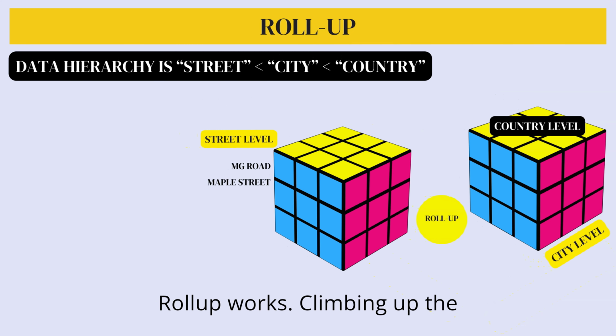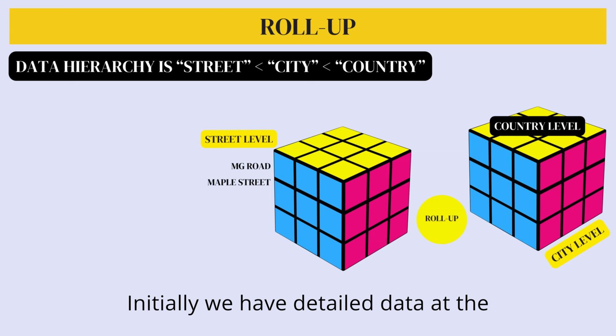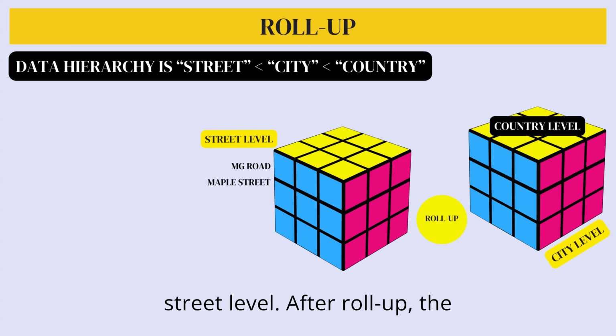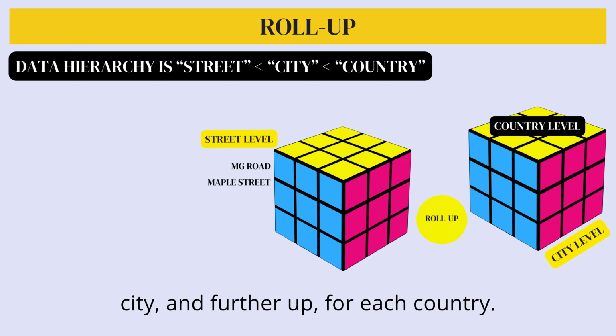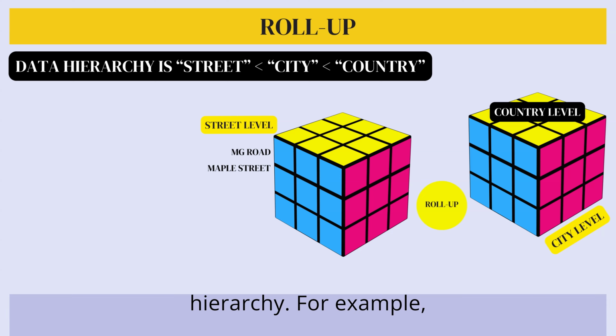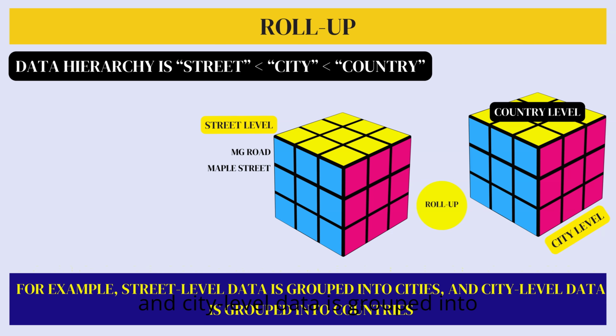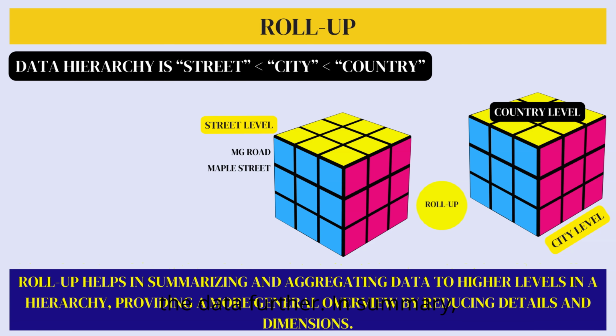How rollup works. Climbing up the hierarchy. Let's say our data hierarchy is street, city, country. Initially, we have detailed data at the street level. After rollup, the data is aggregated to the city level and finally to the country level. As a result, instead of detailed data for each street, we get summarized data for each city, and further up, for each country. Grouping data: when data is rolled up, it is grouped into higher levels of the hierarchy. For example, street-level data is grouped into cities, and city-level data is grouped into countries. Dimension reduction: during rollup, one or more dimensions may be removed from the data cube to simplify the data further. In summary, rollup helps in summarizing and aggregating data to higher levels in a hierarchy, providing a more general overview by reducing details and dimensions.